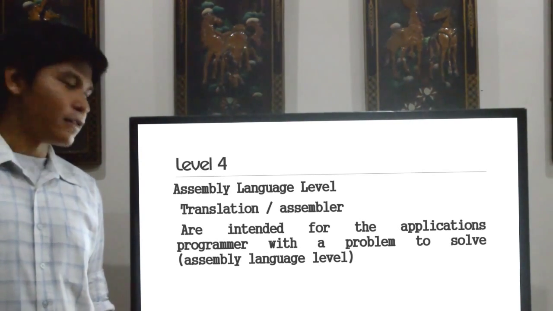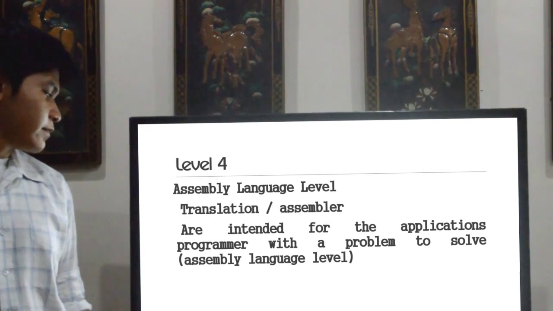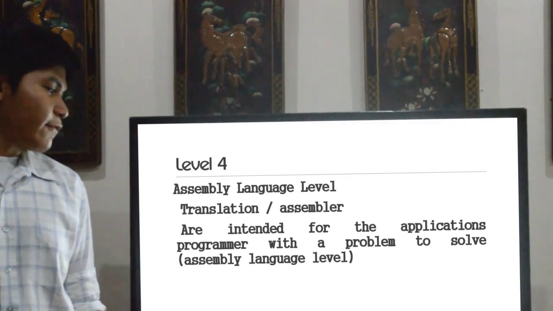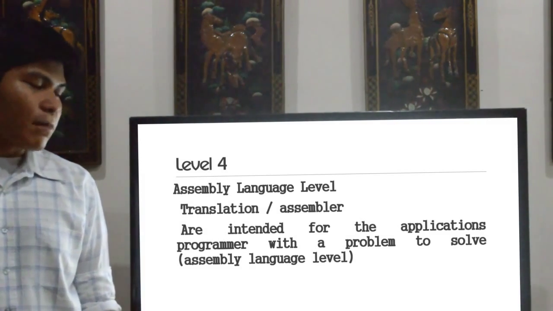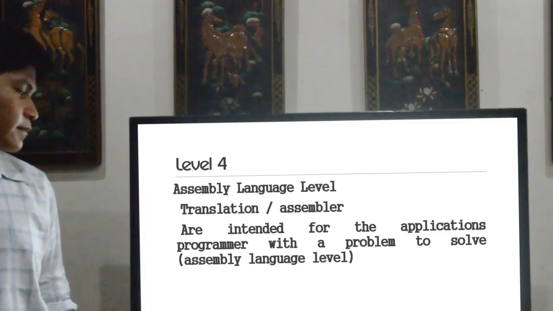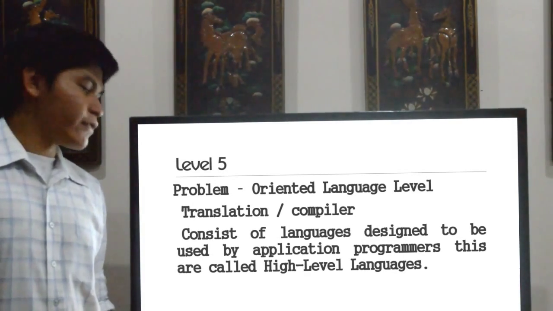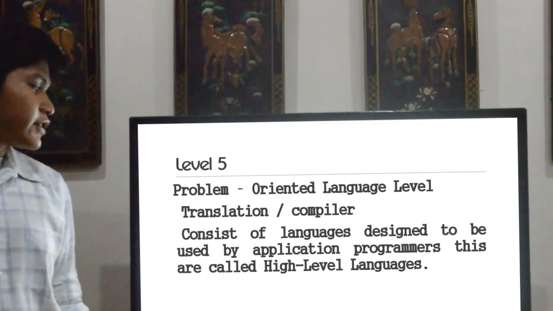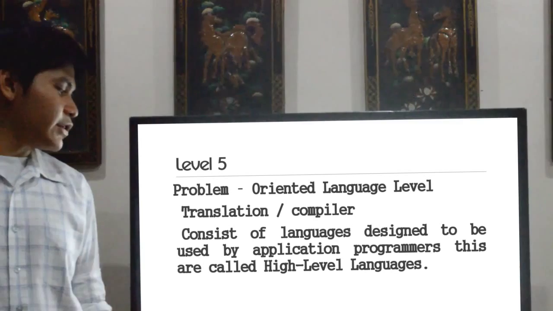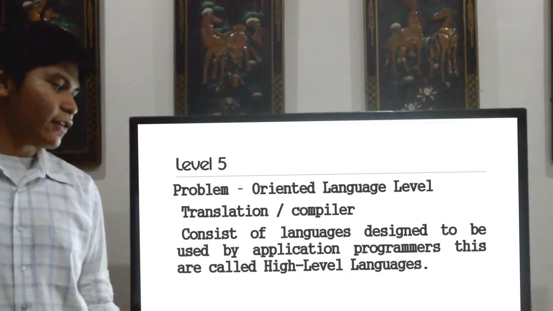Level 4. Assembly language level, called translation or assembler, is intended for application programmers with a problem to solve. Level 5. Problem-oriented language level. Translation or compiler consists of languages designed to be used by application programmers. These are called high-level languages.